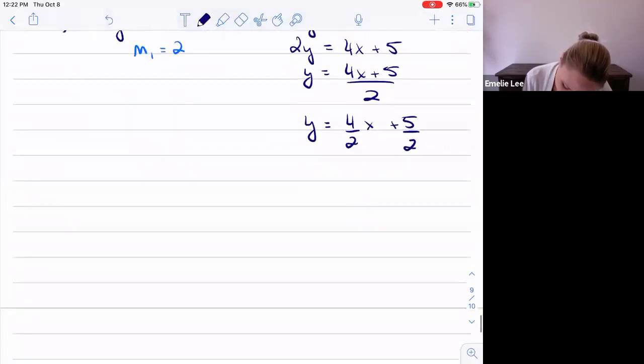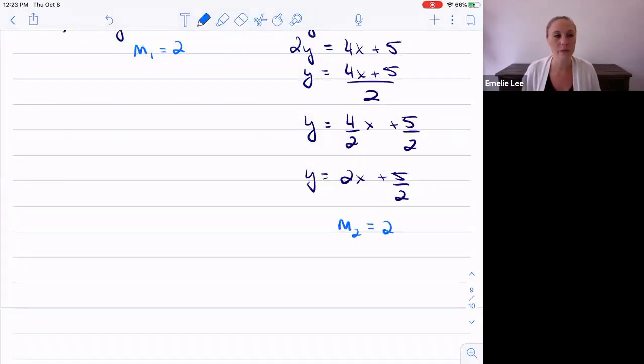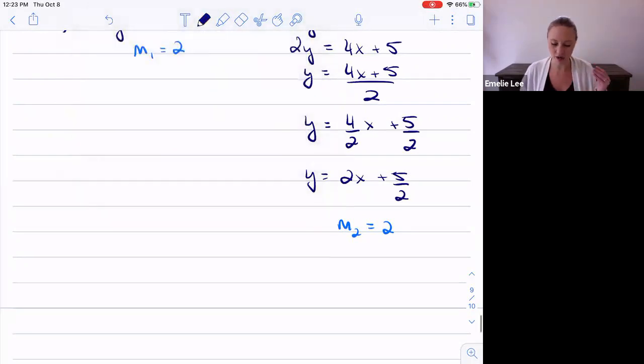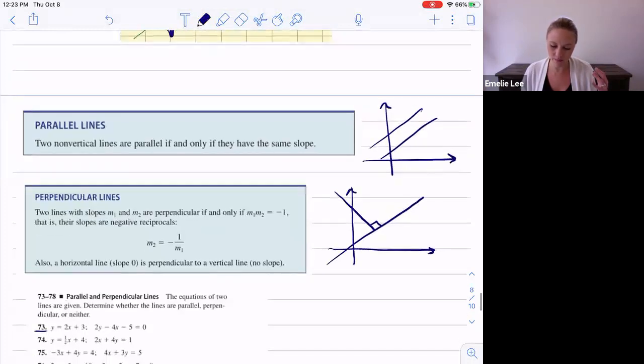I guess y equals 2x plus 5 divided by 2, which means that m2 is also equal to 2, right? So how I finish this is I argue with the definition. Two non-vertical lines are parallel if and only if they have the same slope. So we found that they have the same slope.